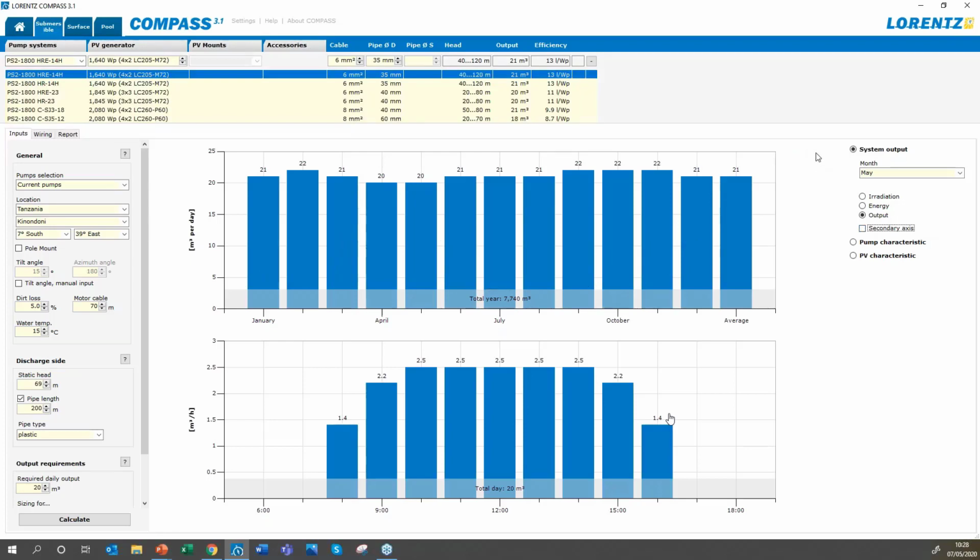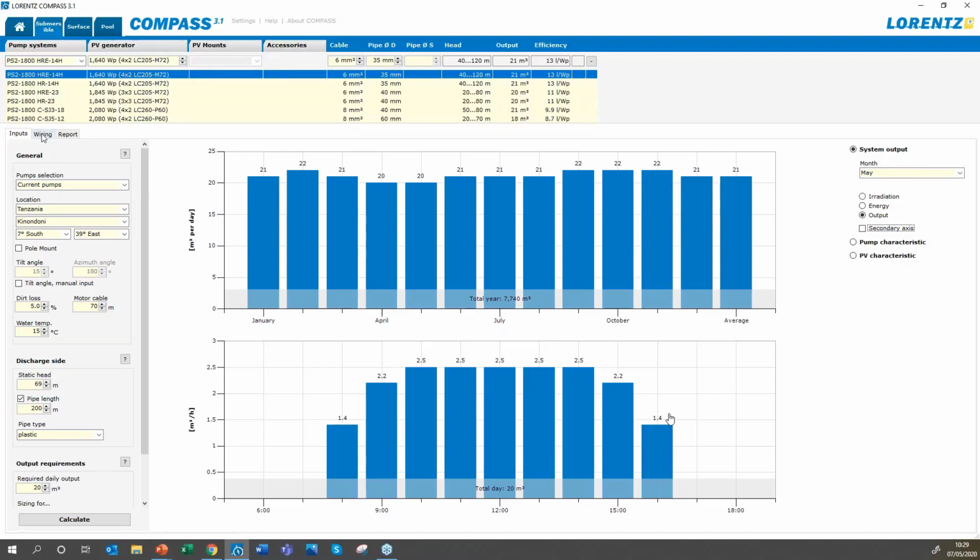Good. So first view here is our output. So we see our system output. We see we have a PS2 1800 HRE pump, and we're going to put on that 1.6 kilowatts. And the configuration that we've got here is 4 times 2 LC200 modules. So 8 in total, 200 watt modules.